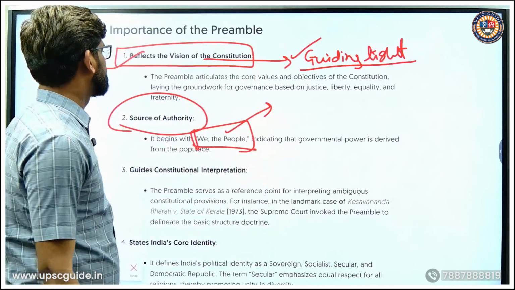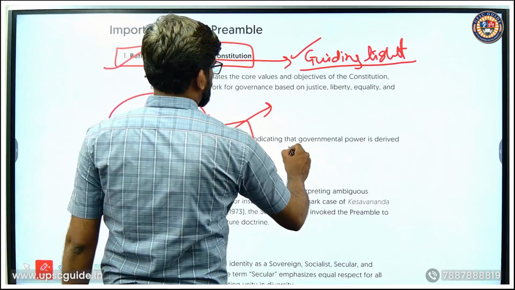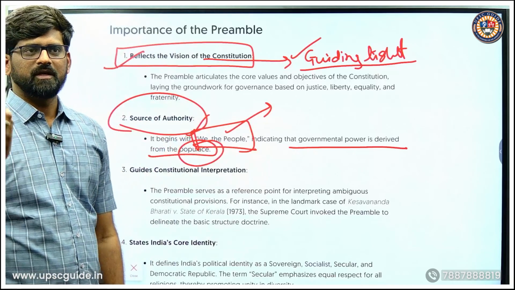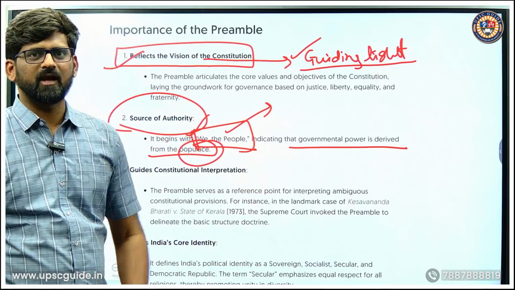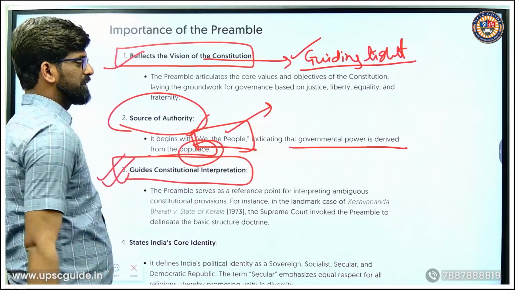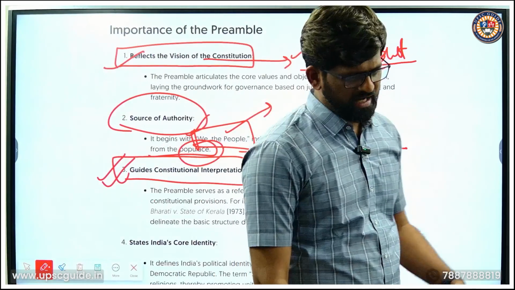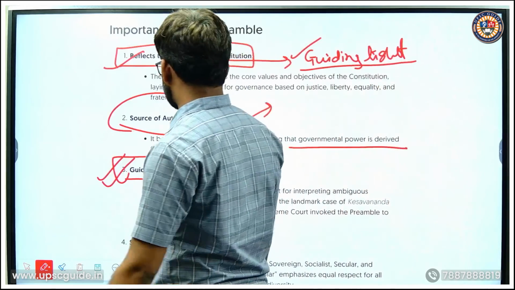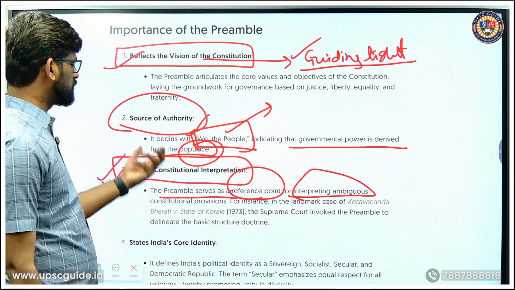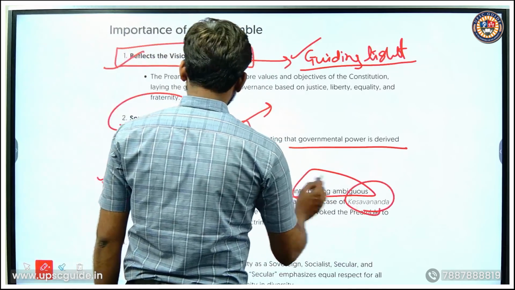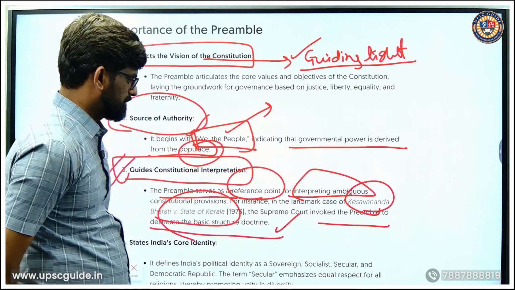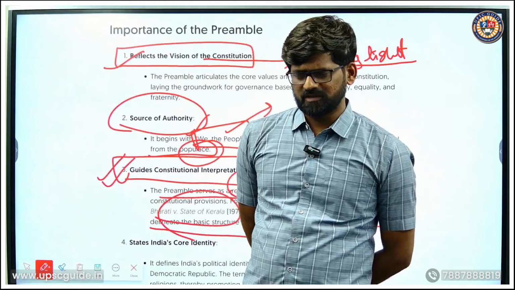It begins with we the people, so that governmental power is derived from the people. It shows the significance of the individuals, the society, the people who have given this power to the governmental bodies. It guides constitutional interpretation. I already told you that it is a guiding light, the identity card, the horoscope of the Indian Constitution. The preamble serves as the reference point for the interpretation of ambiguous constitutional provisions. For example, in the Kesavananda Bharati case, the Supreme Court invoked the preamble to delineate the basic features of the Indian Constitution.